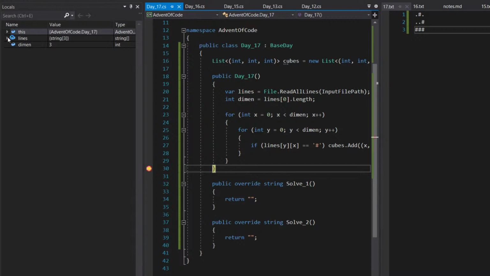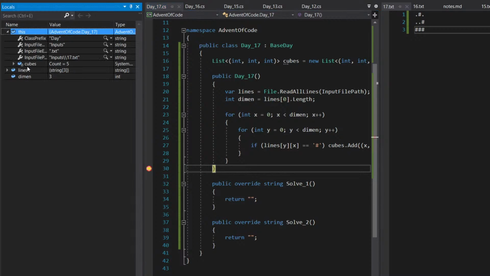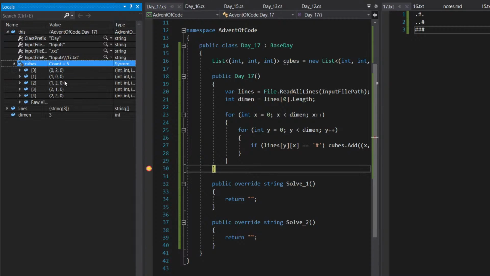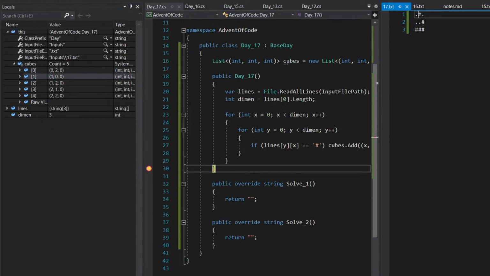We get, where are my cubes? Let's see, 0, 2, 0, which is X 0, 2 down, that's active. 1 X is 1 across, 0 down, that's active. 1, 2, 2, 1, and 2, 2. Okay, good to go.